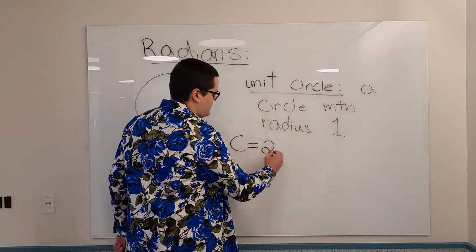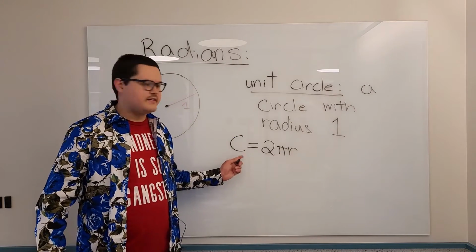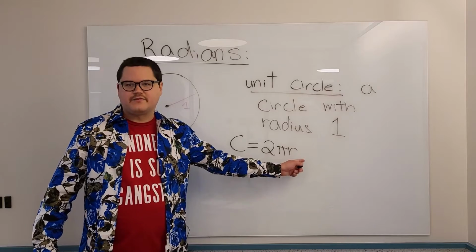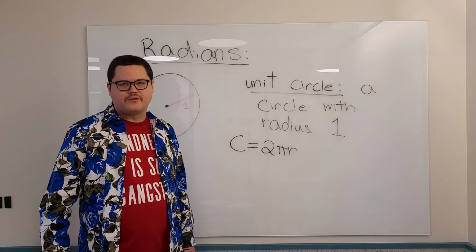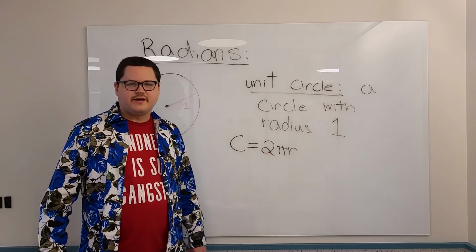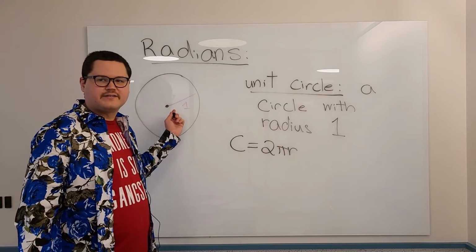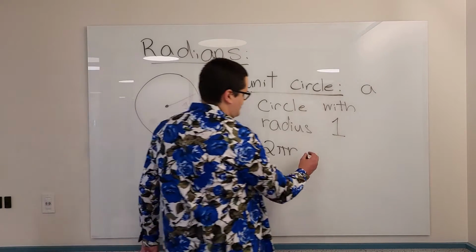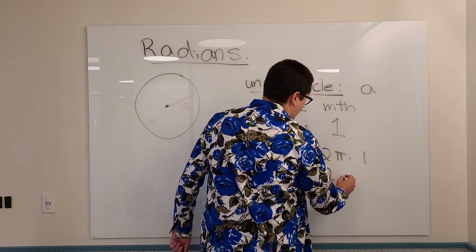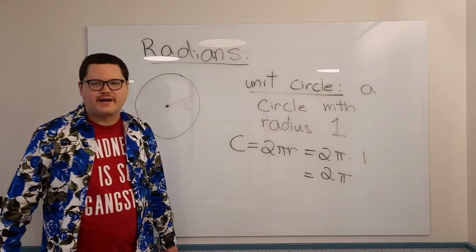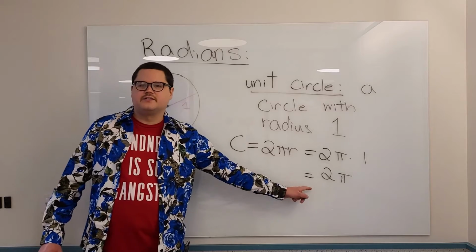The formula for circumference is given by C, the circumference, is 2 pi times r. You remember pi, right? Approximately 3.14. That's our good friend. Well, what is r here? We know what it is. It's the radius, and it's 1. So 2 pi times 1 is 2 pi. The circumference of a unit circle is 2 pi.